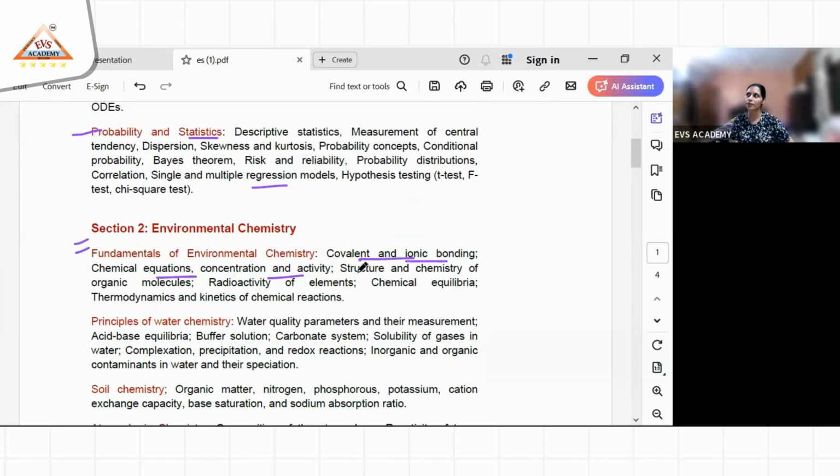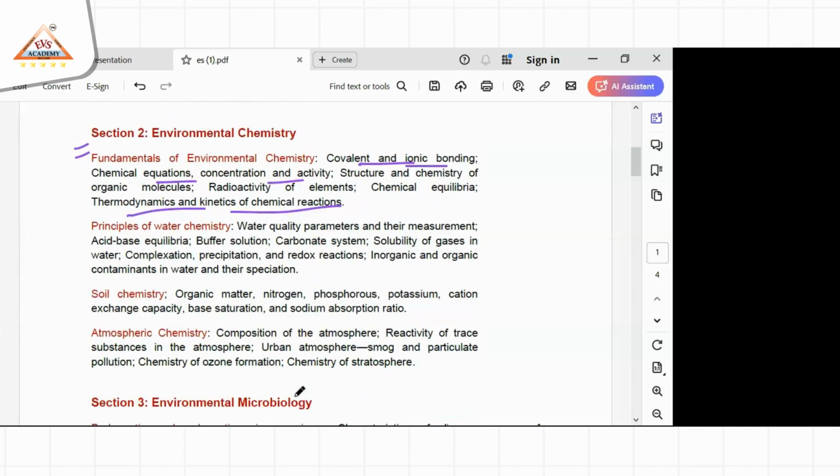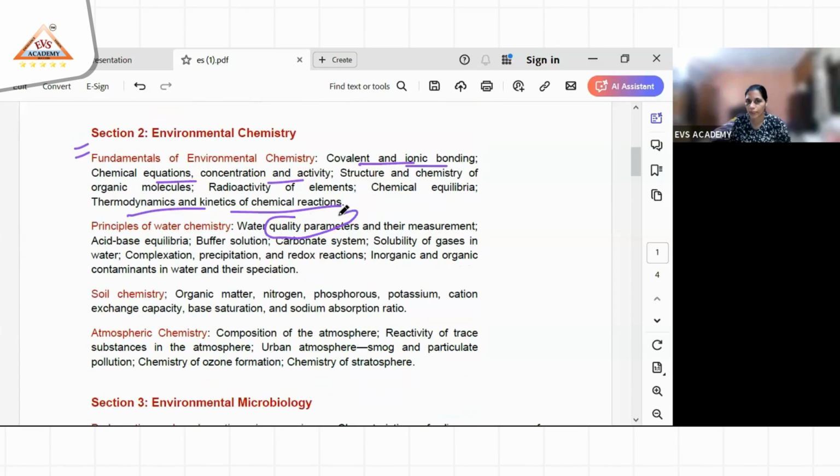Because in the exam they ask questions like what is the oxidation state of that particular element. So that level of question they can ask in the exam. Radioactivity of elements, chemical equilibrium, thermodynamics and kinetics of chemical reaction. After that, water chemistry, meaning water quality parameters, BOD, COD, pH, turbidity, acid base equilibrium, buffer solution, carbonate system, carbonate composition, depth, and ocean acidification.